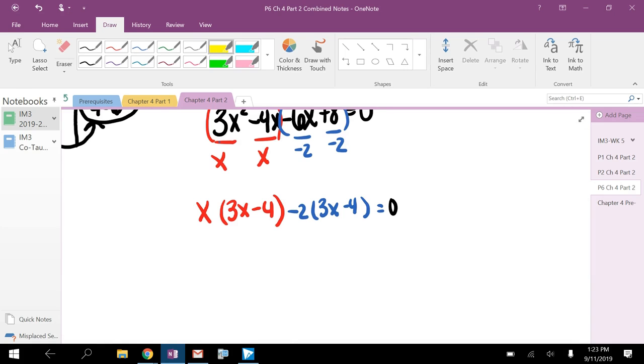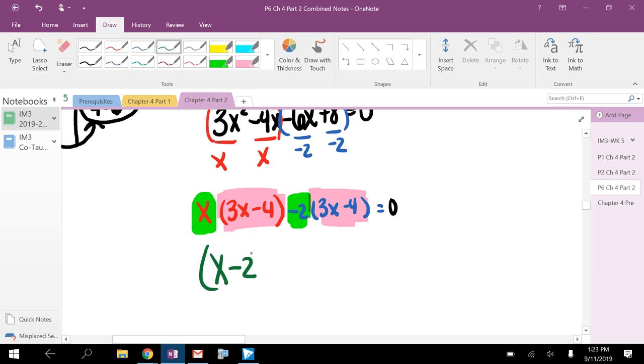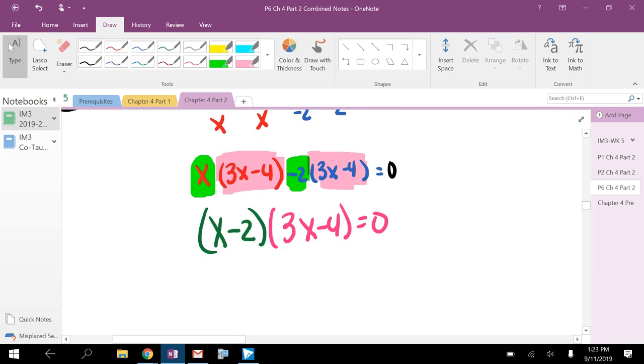So with my 2 different color highlighters, these guys on the outside now become a factor. They become a group. And then these guys on the inside that are the same are now becoming a group in your factor. And then we're going to be back to what we did in the bell ringer. So in green, x minus 2 is a factor. And in pink, 3x minus 4 is a factor. And now we are back to the bell ringer.